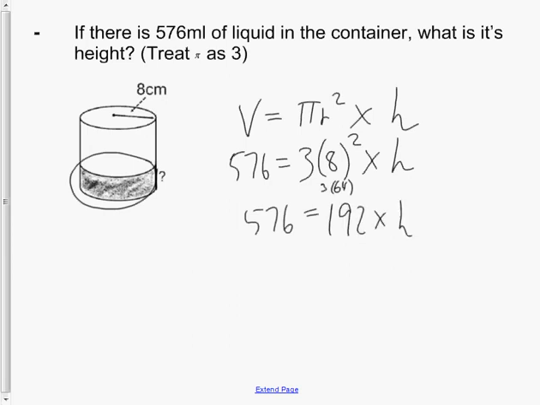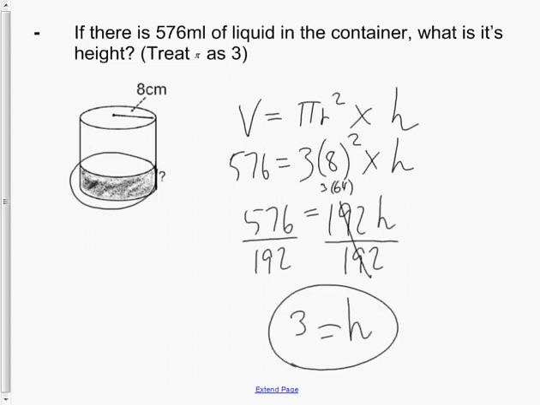And instead of saying 192 times h, I can really think of it algebraically as 192h. Divide both sides by the coefficient, and the reason why we do that is because we want to isolate for h, and when we do so, we get the height is 3. So therefore, the height of that water would be 3 centimeters tall.